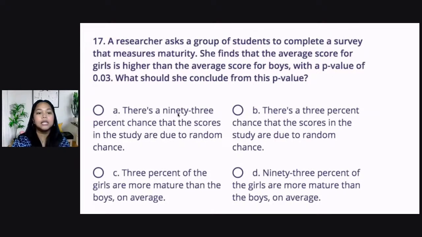Is it letter A? There's a 93% chance that the scores in the study are due to random chance. Letter B, there's a 3% chance that the scores in the study are due to random chance. Letter C, 3% of the girls are more mature than the boys on average. Letter D, 93% of the girls are more mature than the boys on average. What's your answer for 17? Okay, I see a lot of letter C's.